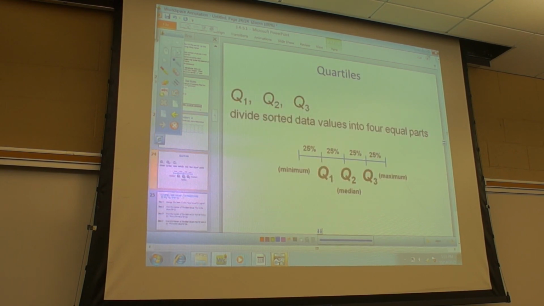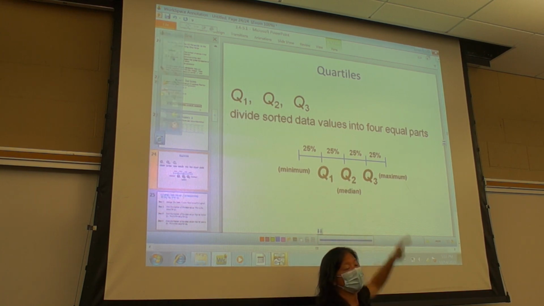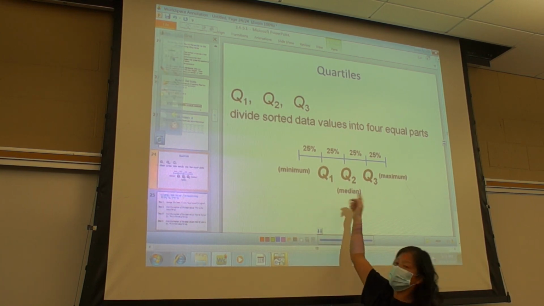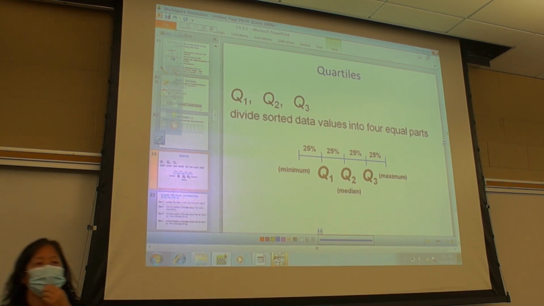Quartiles. Quartiles divide your data into quarters. There's 4 quarters, right? 4 quarters in a dollar, 4 quarters in a year. So how do I divide into 4 quarters? I make 3 cuts. So those are our quartiles, Q1, Q2, Q3. How do we find them? You find them like this.